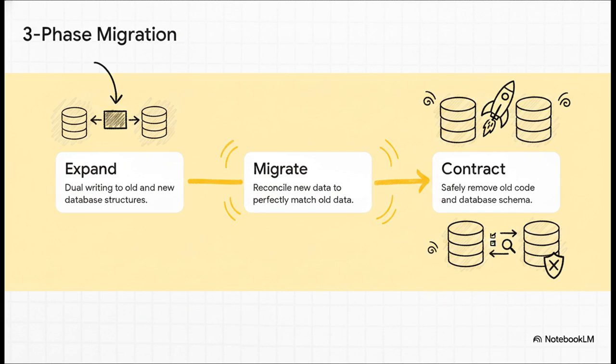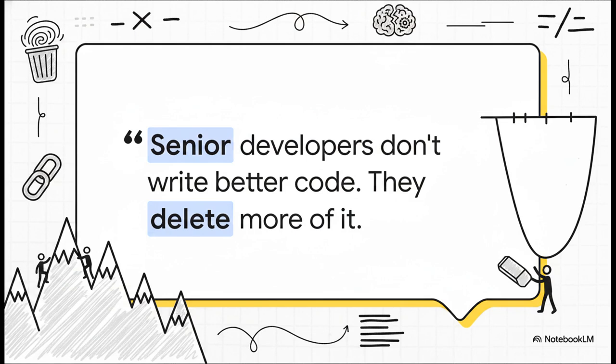First, they expand, meaning they write to both the old and new database structures simultaneously. Next, they migrate, running background reconciliation scripts to ensure the new data perfectly matches the old data. And finally, they contract, safely deleting the old code and schema. This completely guarantees zero downtime and gives you an instant rollback path if things go south. And that contraction phase leads us to this absolute undeniable truth. Senior developers don't write better code, they just delete more of it.